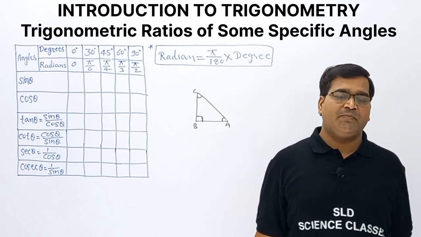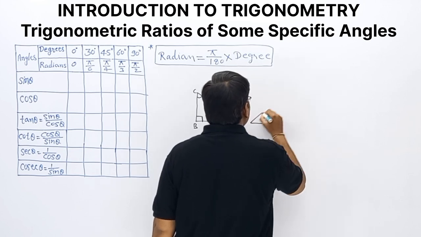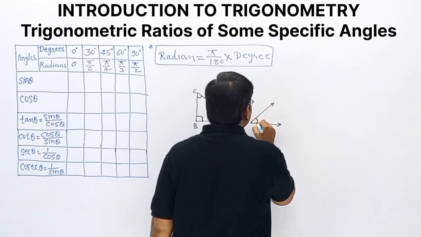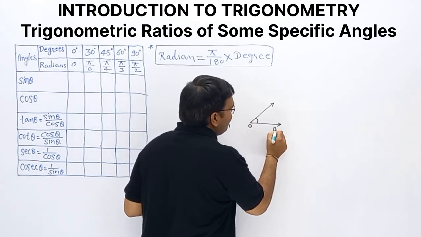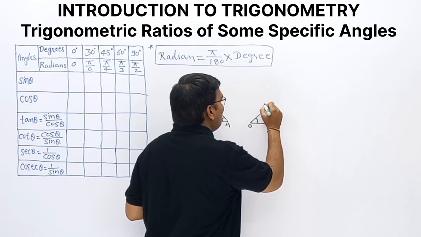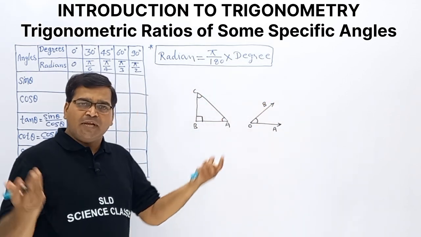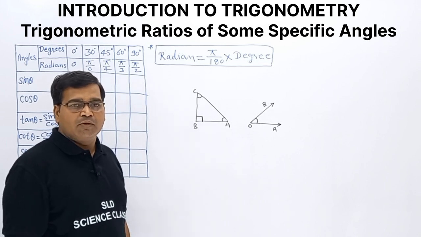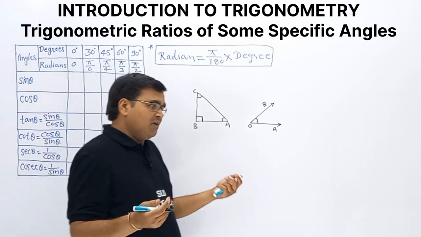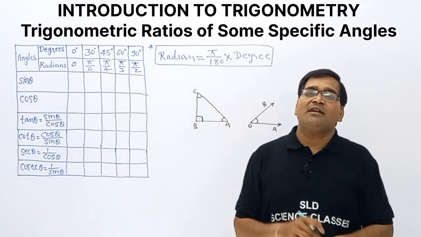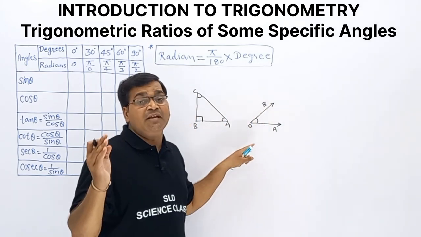When two rays, I am drawing in this way, this one and this one. This is point O. This is A. OA, OB. Both OA and OB are two rays. Clear? In the starting of geometry, in your 9th standard and 8th standard, you studied lines.